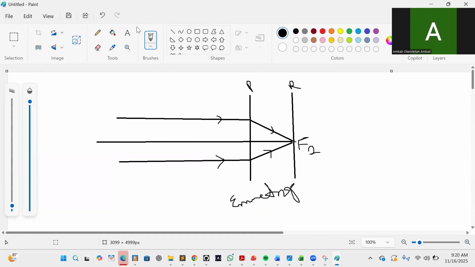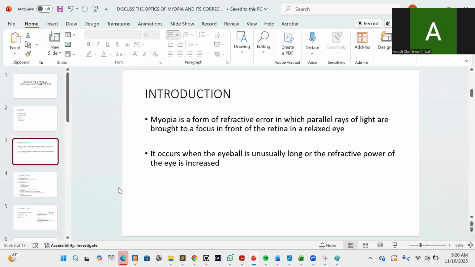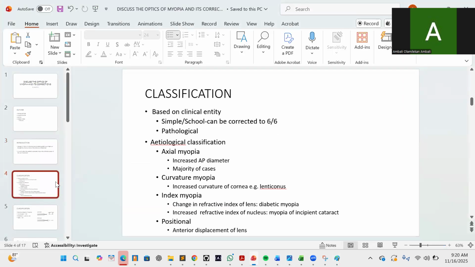So when I have this second focal point in front, it's what's called myopia. That's why we define it as a refractive condition in which parallel rays of light form a point focus in front of the retina. That is the definition. Yeah, we have to talk about classification. These are just stuff that you talk about.